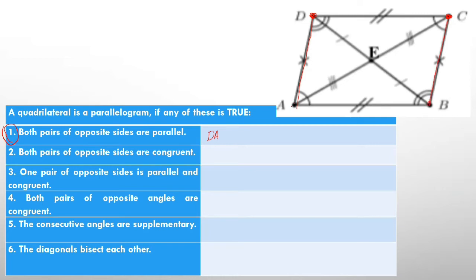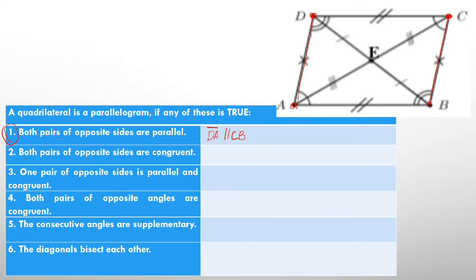Yes, because when you extended the line, it will not intersect. Therefore, yung line DA natin is parallel sa ating line CB. Okay? Next, eto isang pair pa lang ng opposite side natin. Sabi dito, both pairs. So, ibig sabihin, dapat dalawang pairs.